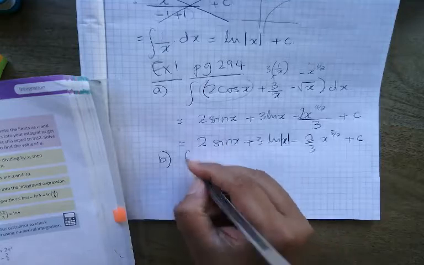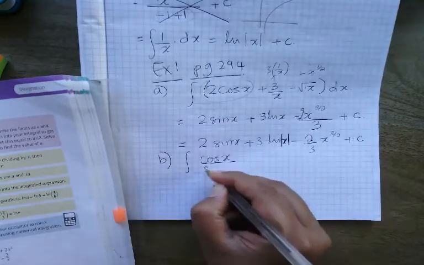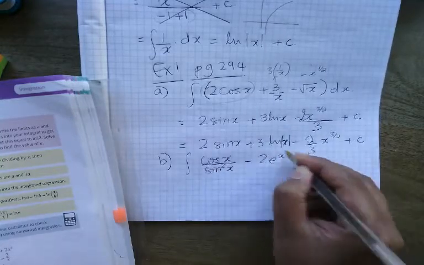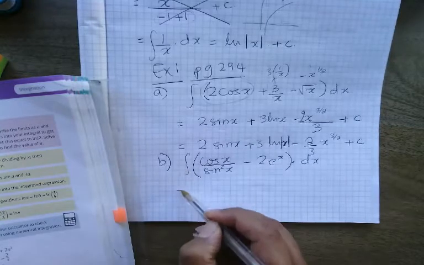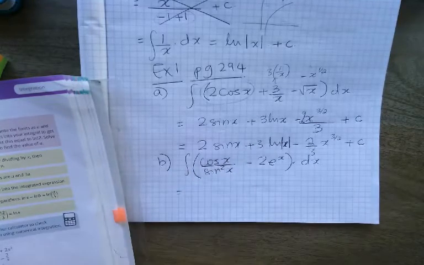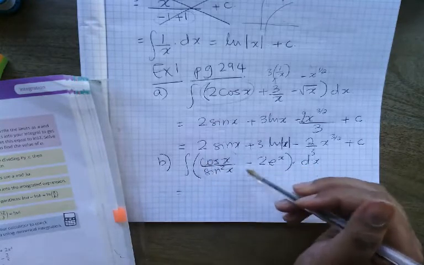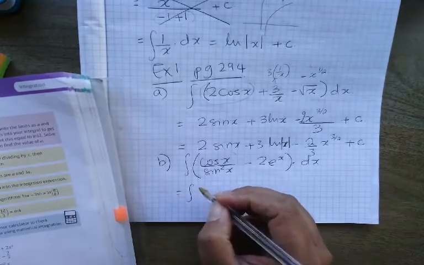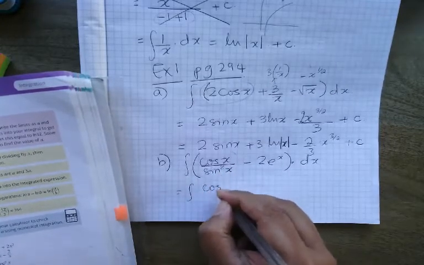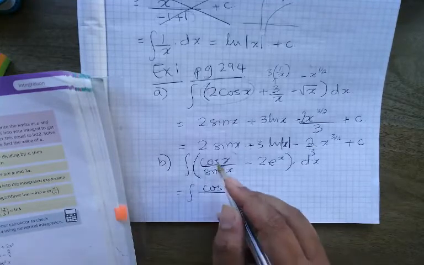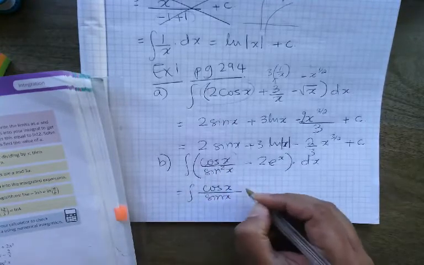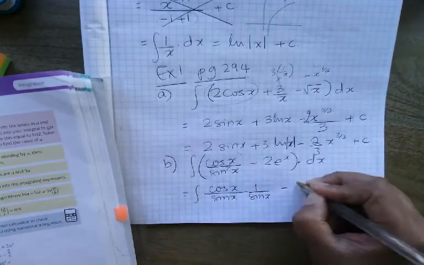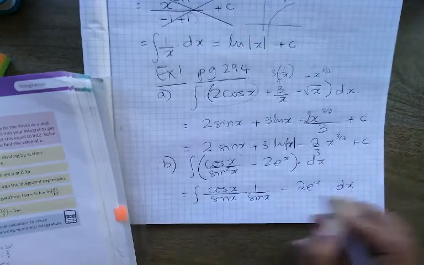Part B, you've got cos x over sine squared x minus 2e to the power x dx. Now this looks a bit scary, obviously, because you haven't learned any rules on how to integrate a fraction. So what I'm going to do is try and simplify that. I could rewrite this as cos x over sine x multiplied by 1 over sine x. And I'm going to leave that as it is. I'm not going to integrate it yet, okay?